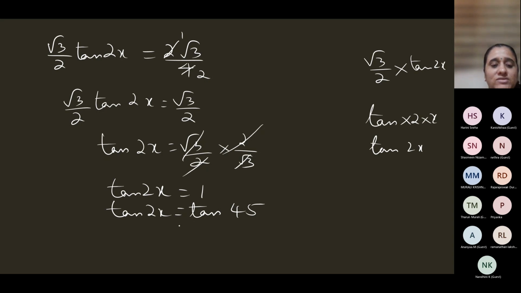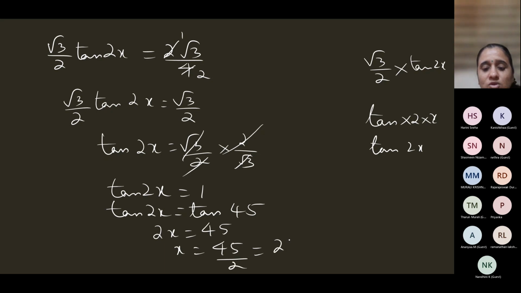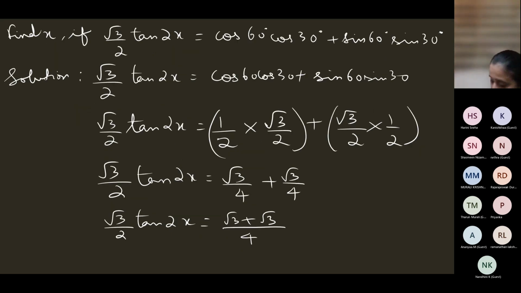Now on comparing both the sides, you cannot cancel tan and tan. On comparing both the sides, 2x is equal to 45 degrees. x is equal to 45 by 2, which is 22 and a half. So the value of x is 22 and a half degrees.